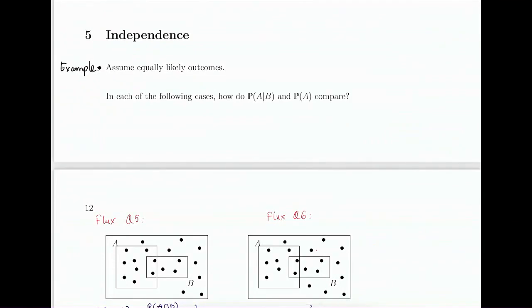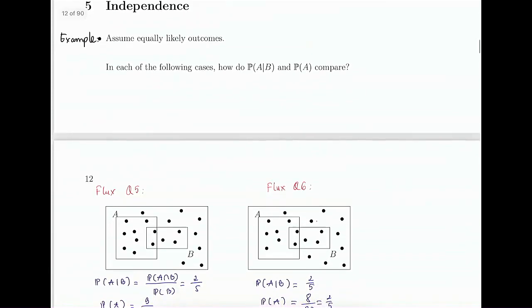So to compute the probability of A, you just count how many elements are in A and divide it by the total elements in the sample space, right? And to compute the probability of A given B, just compute the number of elements in the intersection of A and B divided by the number of elements in the set B, because they are equally likely outcomes. So that's it.